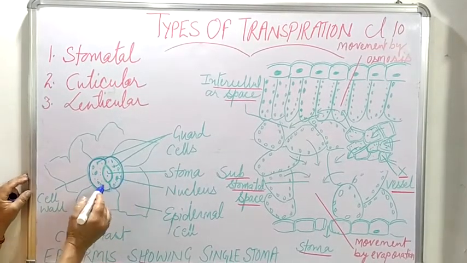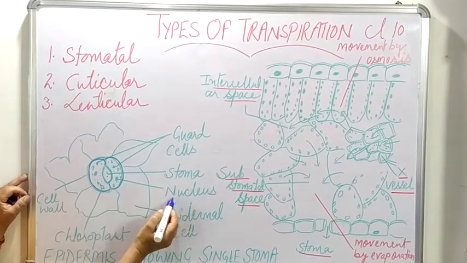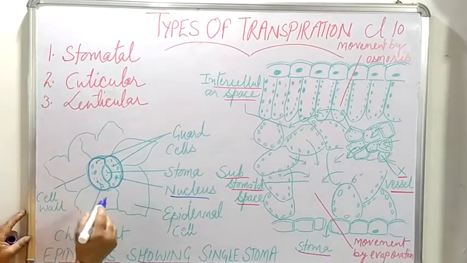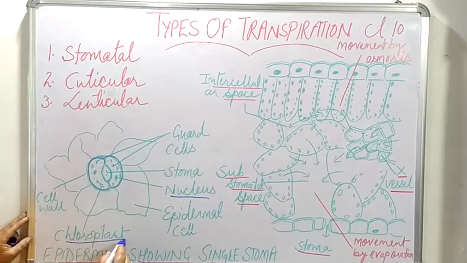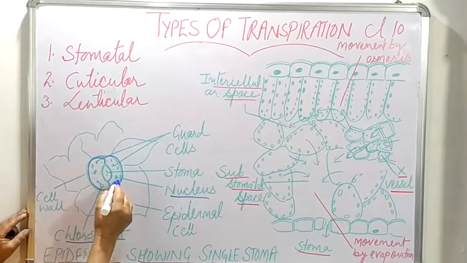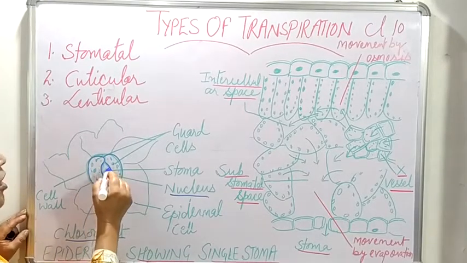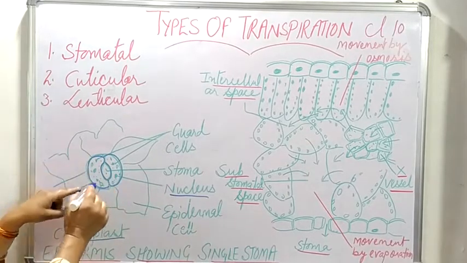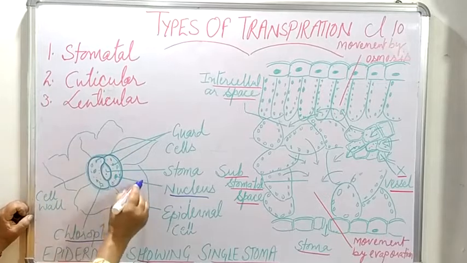Since they are cells, they have organelles, like they have a nucleus. This is the nucleus. They also have chloroplasts. Many chloroplasts are present. These guard cells also have a cell wall. The outer cell wall is thin as compared to the inner cell wall, which is thick. Then these stomata are surrounded by epidermal cells. So these all are epidermal cells.